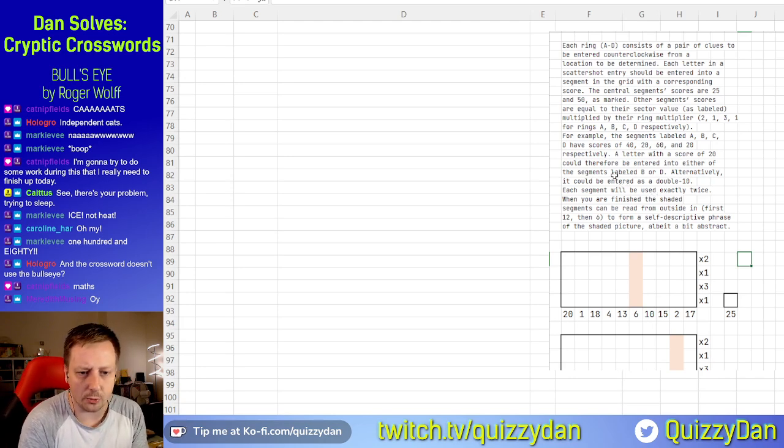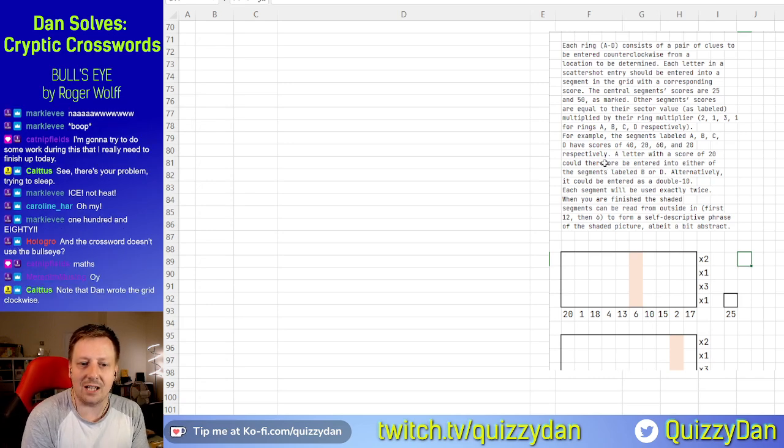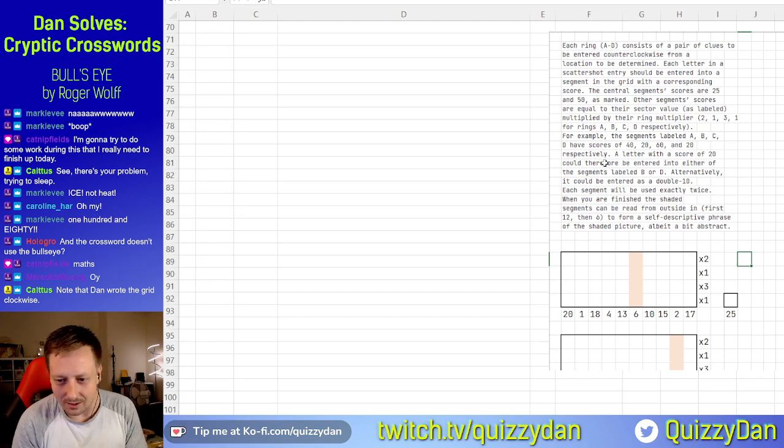The central segment scores are 25 and 50 as marked. Other segment scores are equal to their sector value as labelled multiplied by their ring multiplier. That's how a dartboard works. So it's just explaining to the Americans how the dartboard works. Yes, absolutely, because I had spotted that. So everything else is going to be backwards in this grid. But then clockwise makes much more sense.